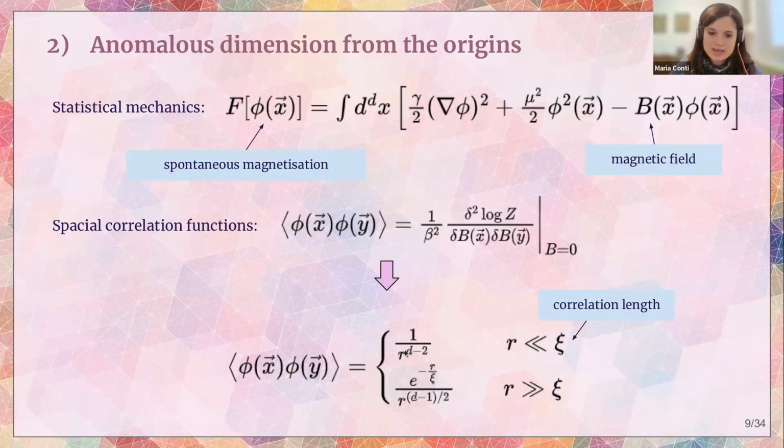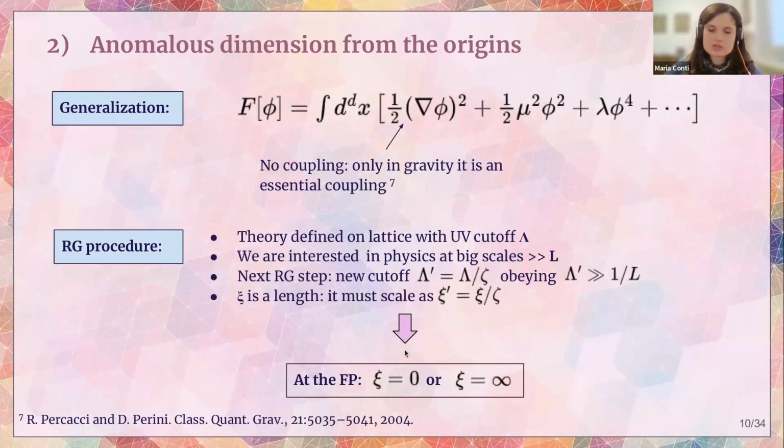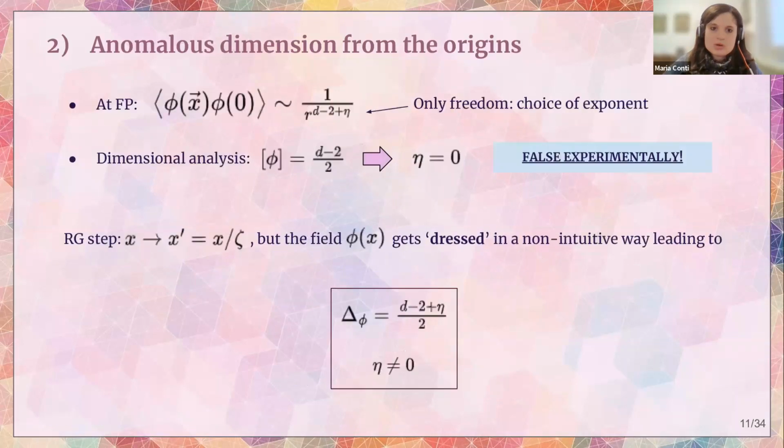The only thing that can happen to our model is that the spatial correlation function must decay as powers, where we may have some freedom. For example, we could at least choose the exponent of such power. So this I do by parameterizing it, adding this eta. Well, actually, someone could step up and say, no, you cannot do that. You do not have that freedom because by very simple dimensional analysis, you know that the dimension of the field phi is (d-2)/2. And if you take this information and plug it into here, you get that eta is 0. Done. Well, no, because this is false experimentally. So what the heck is happening?